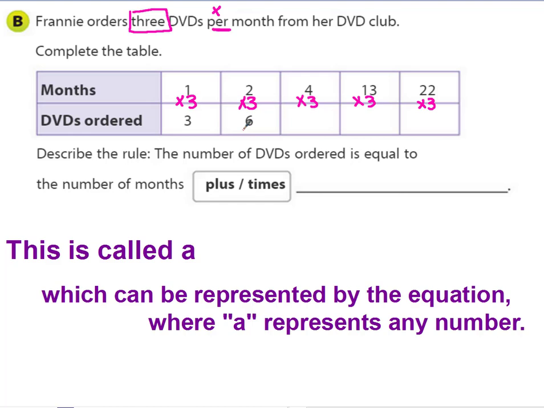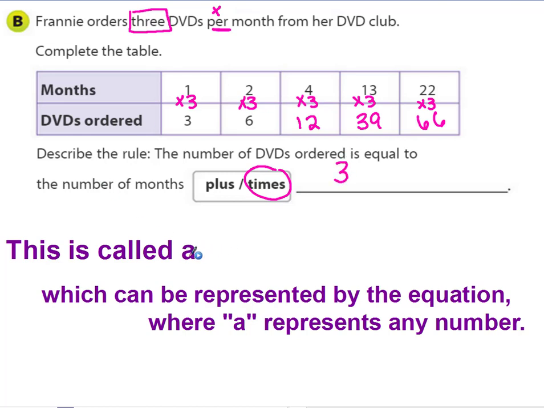So let's complete the actual table. So in 4 months, if she orders 3, then she'll have 12. In 13 months, she'll have 39. And in 22 months, she'll have 66. Okay, because every month she's ordering 3, and that would be her total as the months progress. So again, let's try to find the rule. Well, we kind of already did that. So it was times, and because it says 3 and not per, so it's times 3.